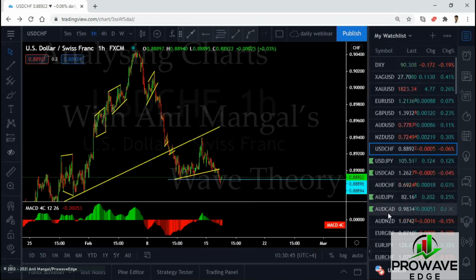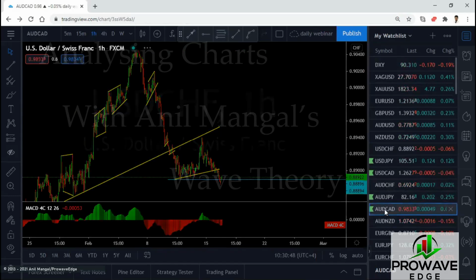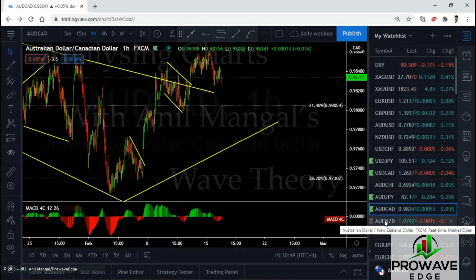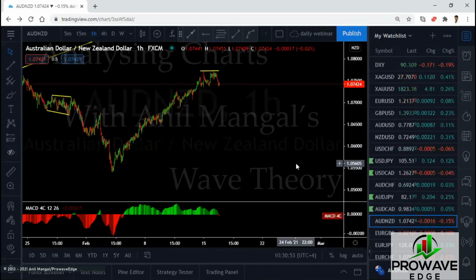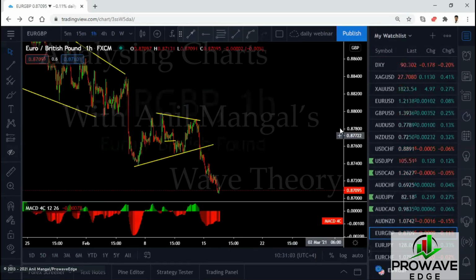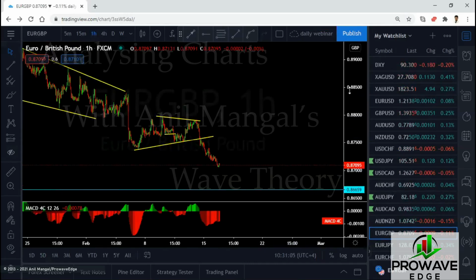So go back to where we were. Aussie CAD, was it Aussie CAD? Aussie Swiss. This one, Swiss, Aussie, New Zealand. So you see it could drop right here and go straight back up. So don't jump into the candles until you have the setup to give you the guarantee you can get break even if you're wrong.